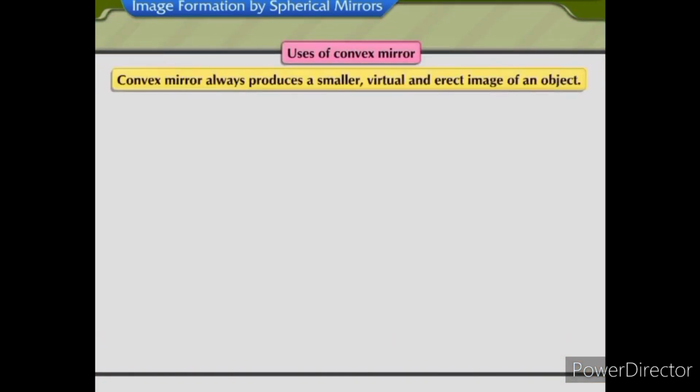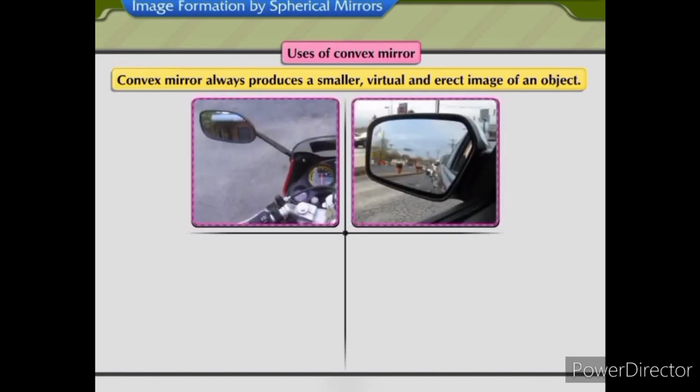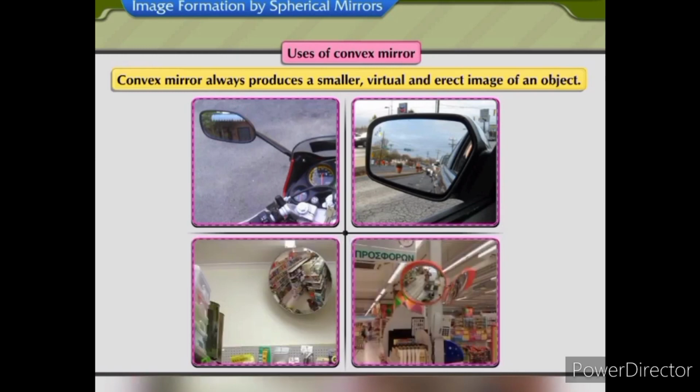Uses of convex mirror. Convex mirror always produces a smaller, virtual and erect image of an object. Hence, it is used as a side view mirror in vehicles. It forms images of the vehicles that are spread over a relatively larger area, providing a wider field of view. Also, convex mirrors are used for security purposes in shops, malls, etc.